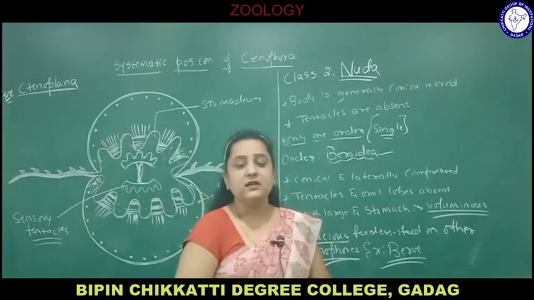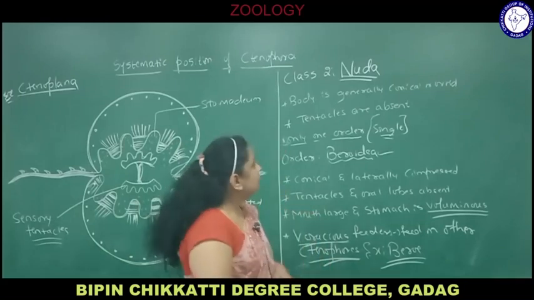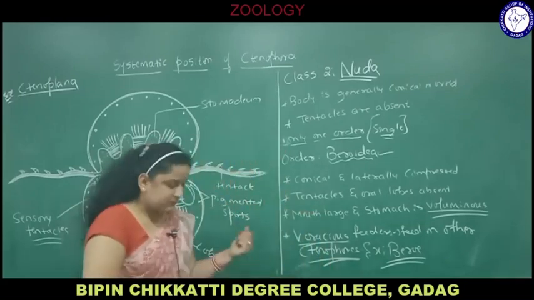So this is about the classification of phylum Ctenophora, or the systematic position of phylum Ctenophora into two classes: class 1 Tentaculata and class 2 Nuda, and we have seen the different orders with examples.